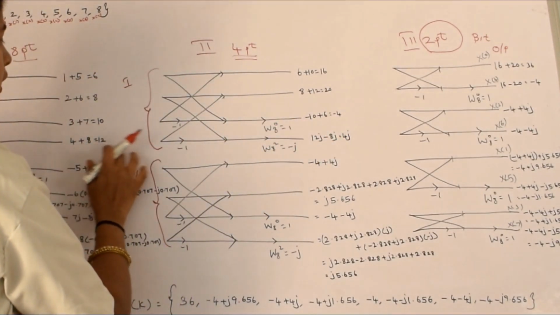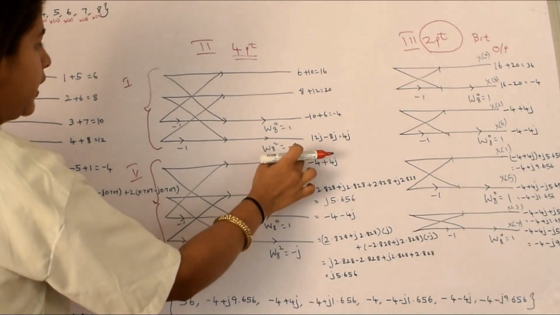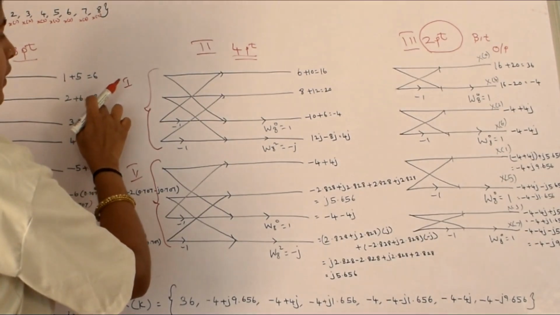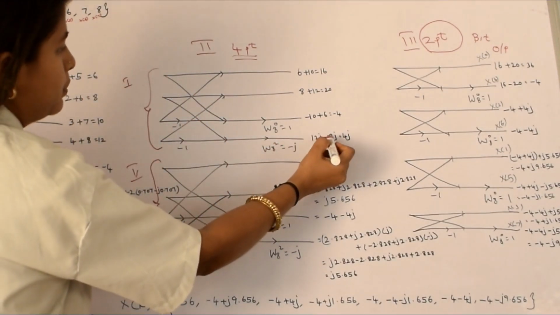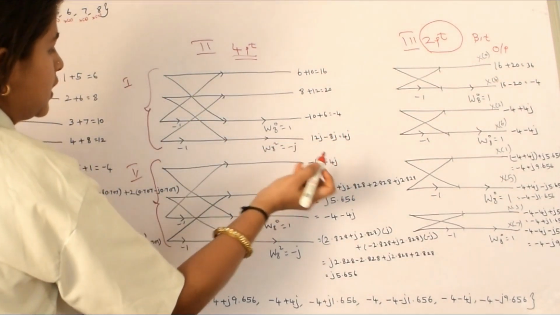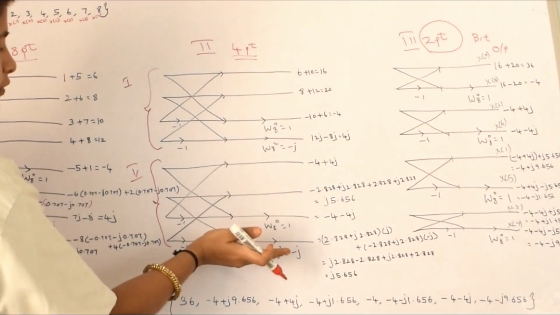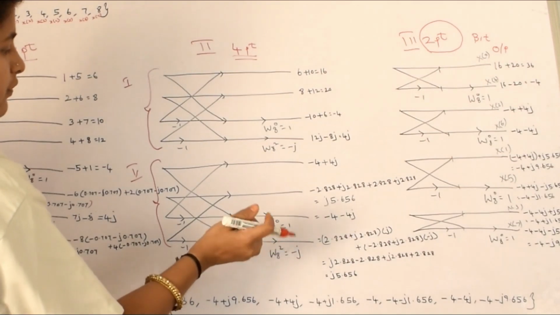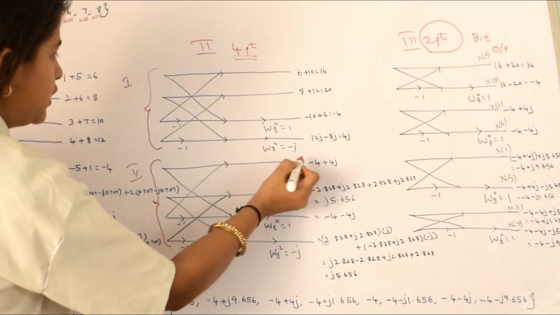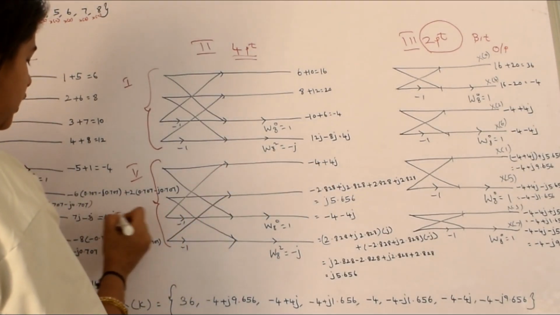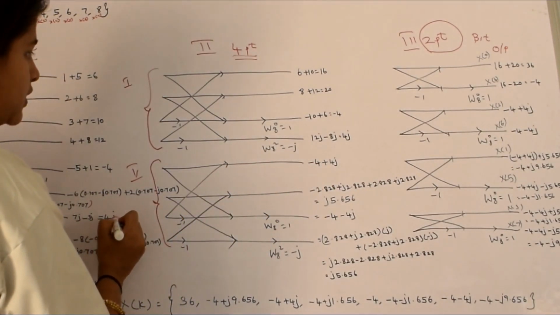The next one, 12 into -1 into -j gives you plus 12j, and the second one, 8 into -j gives you -8j. Your answer is 4j. For the second DFT, again you are dividing the sequence into two halves. In the second half you will have the multiplication factor. So the first input is -4, and the second input comes from here, plus 4j.